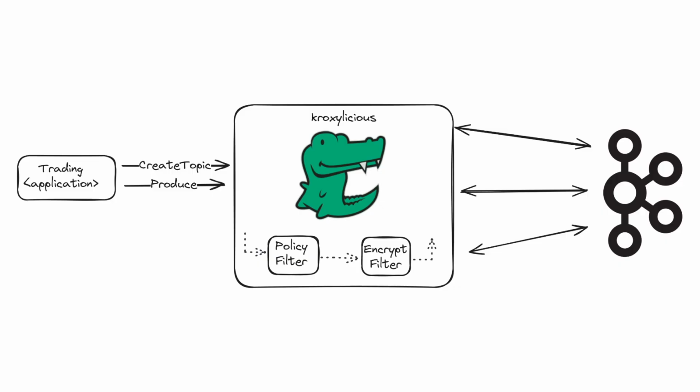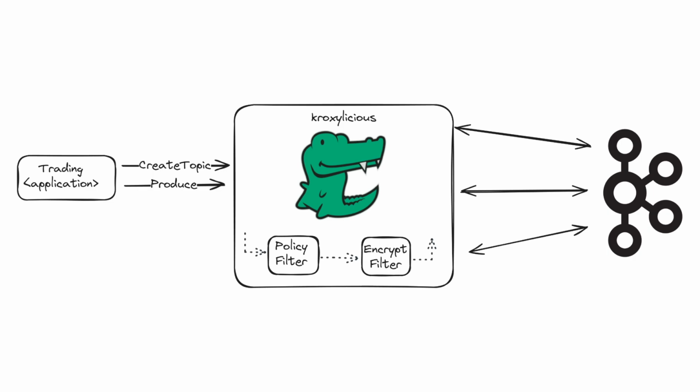So, filters are like pluggable behaviors that live inside the proxy. They can inspect, transform, or even block messages as they flow through the proxy. For example, you could use a filter to automatically encrypt sensitive data in messages from any application. Or use another filter to reject malformed data, which will prevent it from impacting consumers downstream.